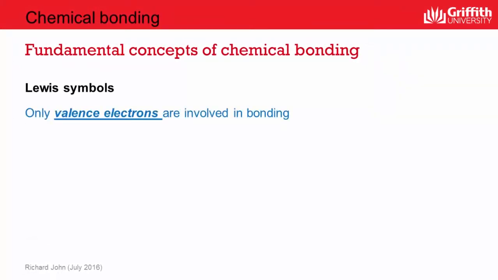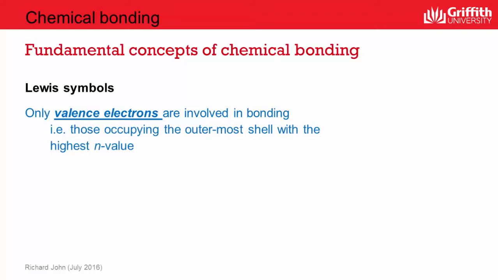The first concept we'll look into is the use of Lewis symbols. Now, as mentioned in the previous video, the only electrons involved in bonding are valence electrons. For most atoms, the valence electrons are those that occupy the highest energy or outermost shell, that is the shell with the highest n value.